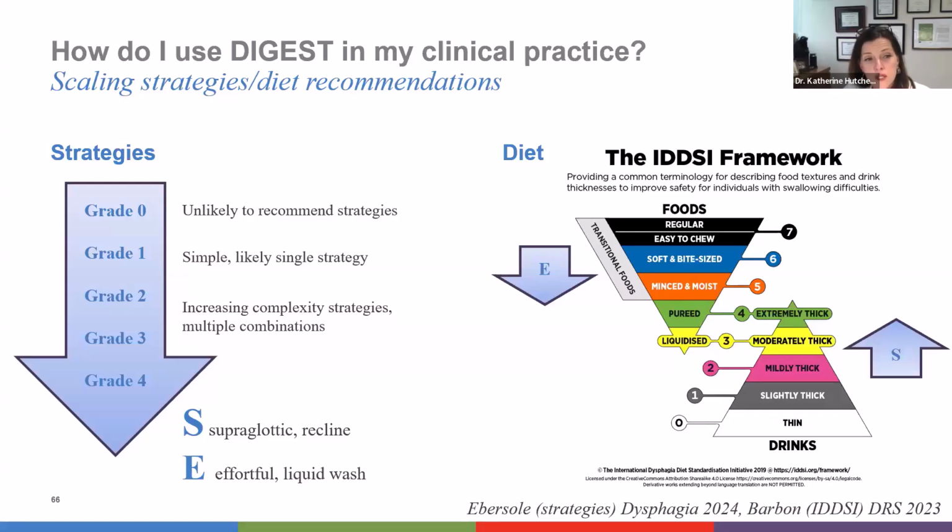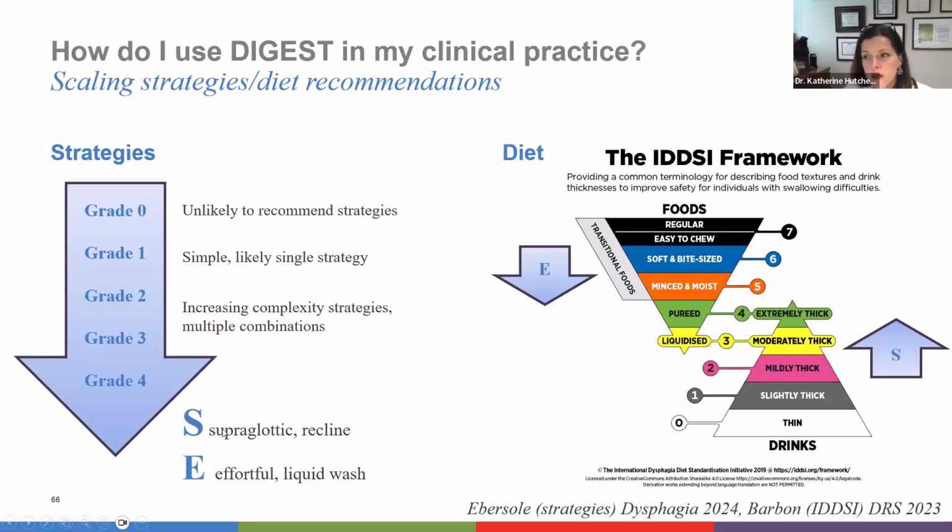As we start to move into grade 2, but for sure 3 and 4, we would expect to see increasing complexity of strategies, sometimes used in multiple combinations. There are also dysphagia or digest profiles where I expect particular types of strategies to match. For instance, a supraglottic swallow would be expected to be used in a patient with safety impairment.